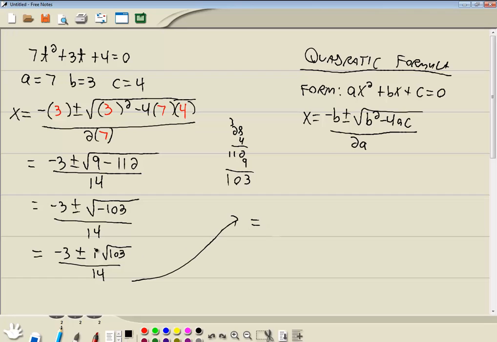Okay, now whenever you have an imaginary part appear in your problem, you want to separate your real part from the imaginary part. So I'll put the negative 3 over 14 plus or minus, and I'll put the square root of 103 over 14 with an i to the side. And that's standard form, a plus bi. Or in this case, we got a plus or minus. But that's our answer.